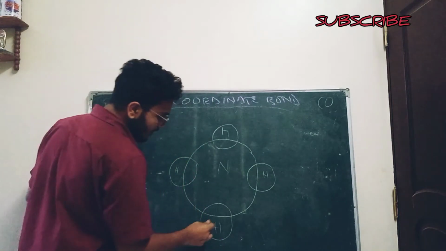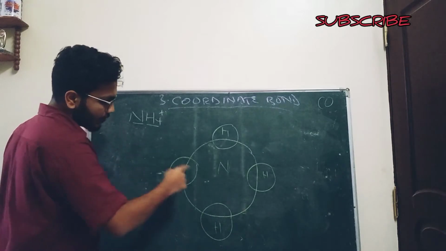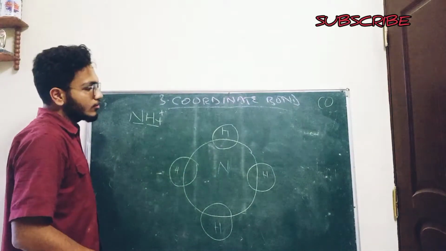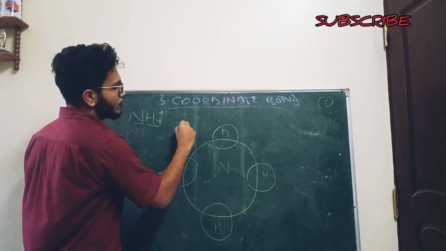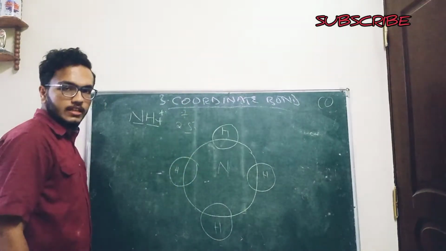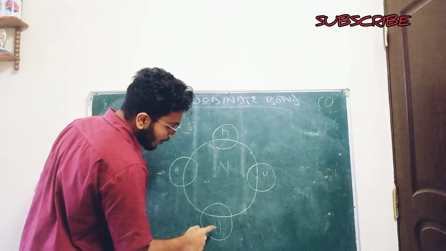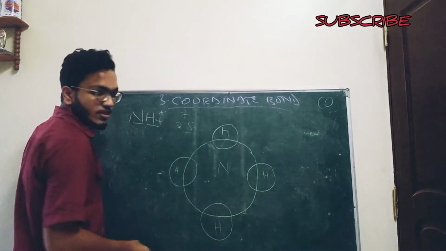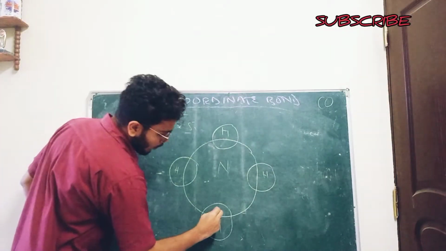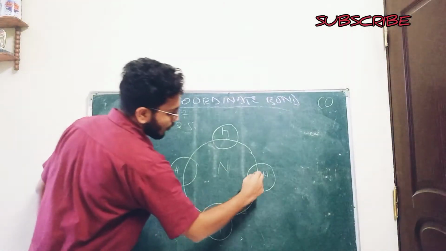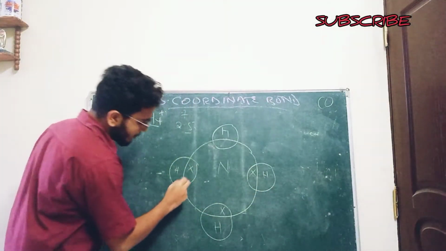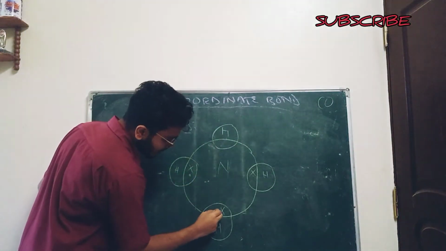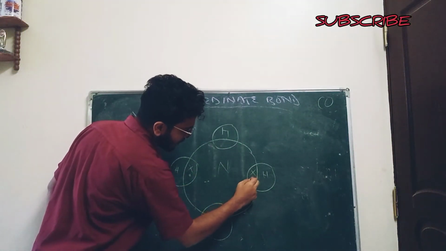Now, in the first hydrogen, how many electrons does nitrogen have in the outermost energy level? Nitrogen is number 7, so it has 5 electrons in its outermost energy level. How many electrons does each hydrogen have? They have 1 each. 1 electron of hydrogen, 1 electron of hydrogen, 1 electron of hydrogen. We have 1 of nitrogen, 1 of nitrogen, and 1 of nitrogen.